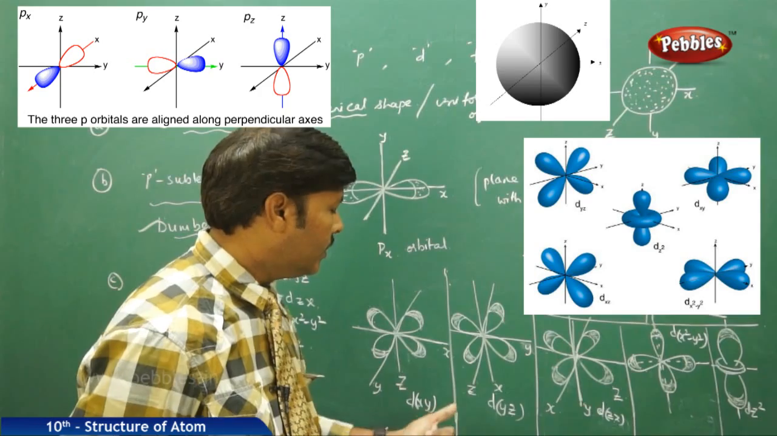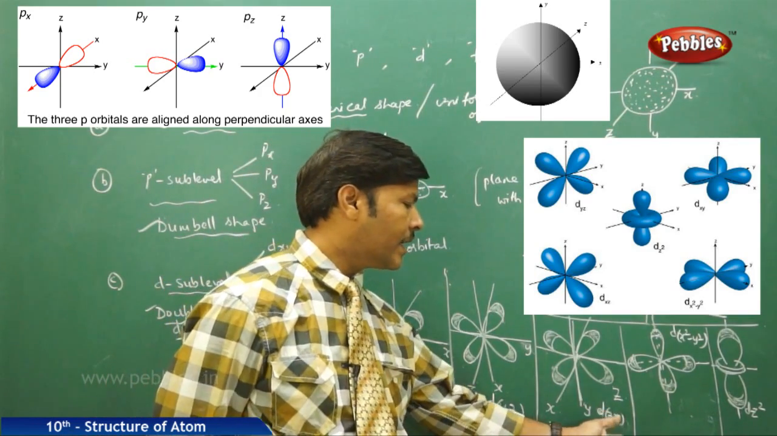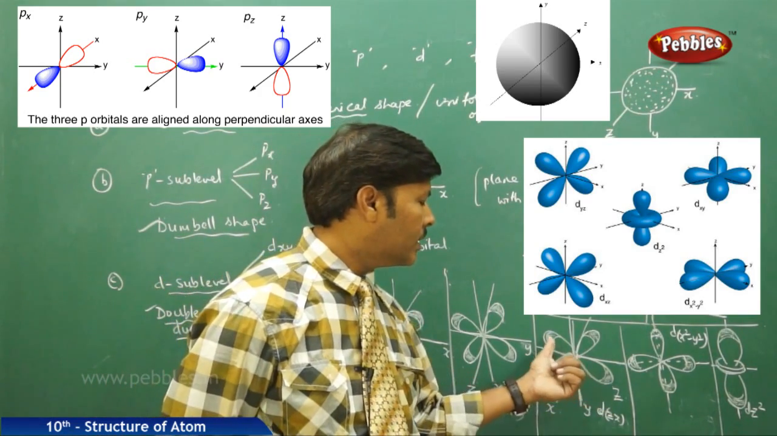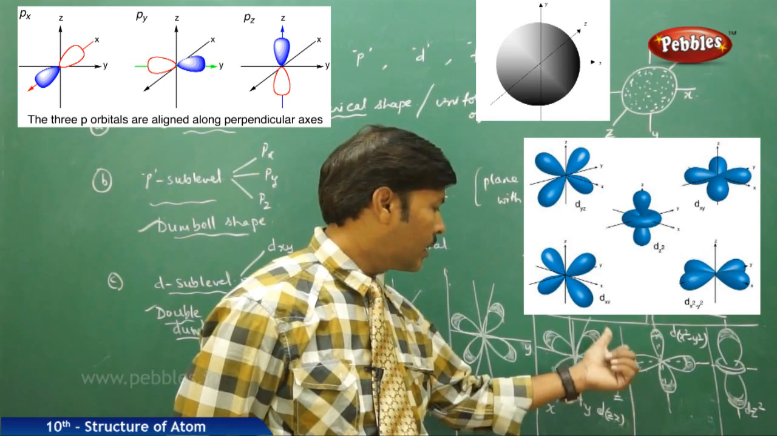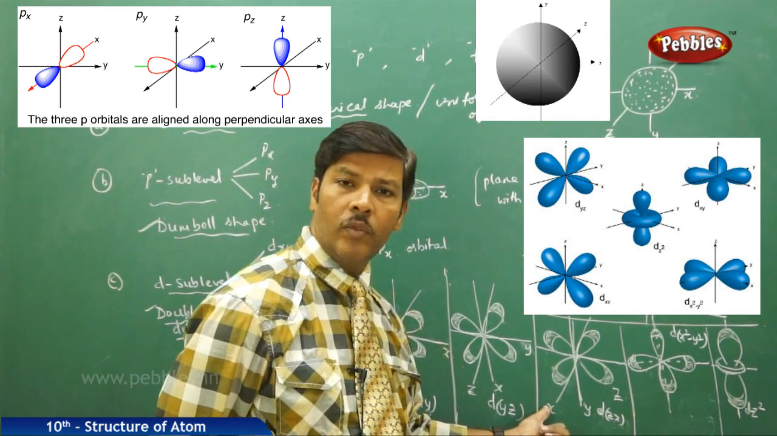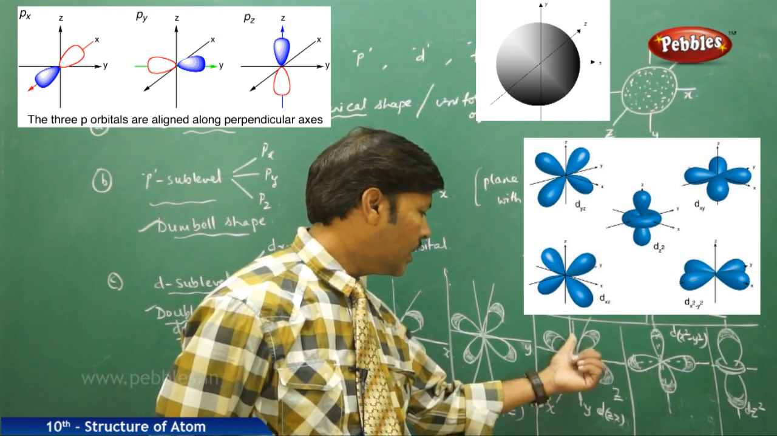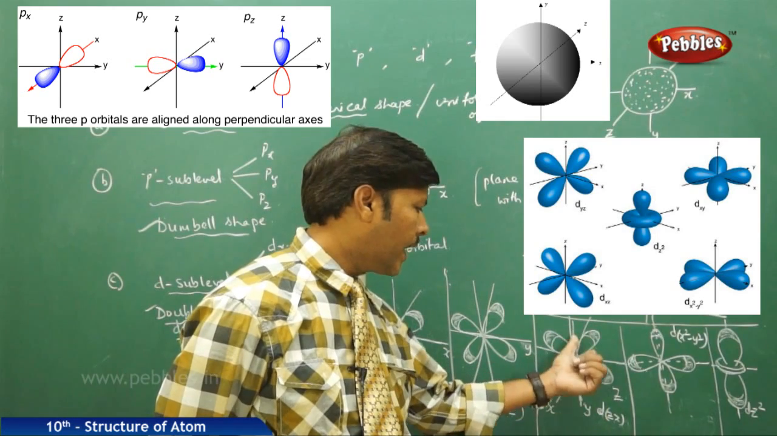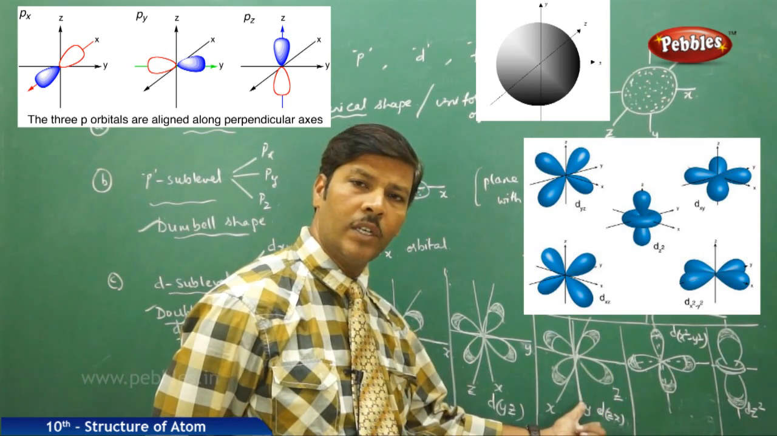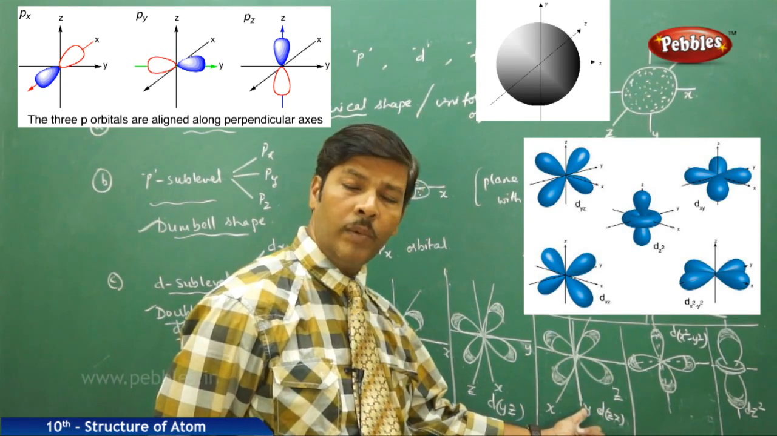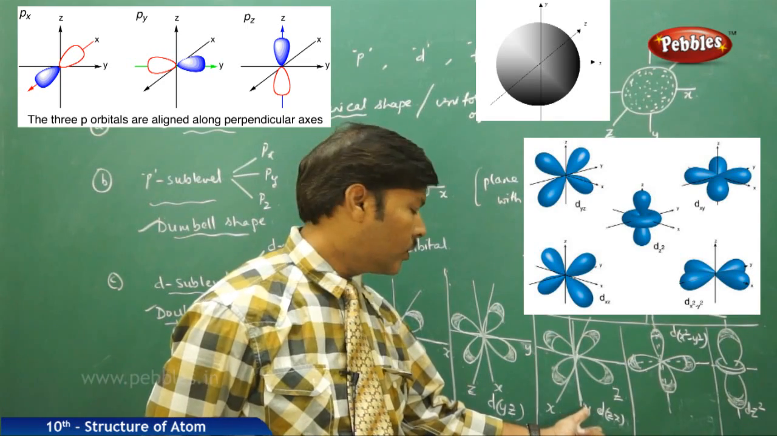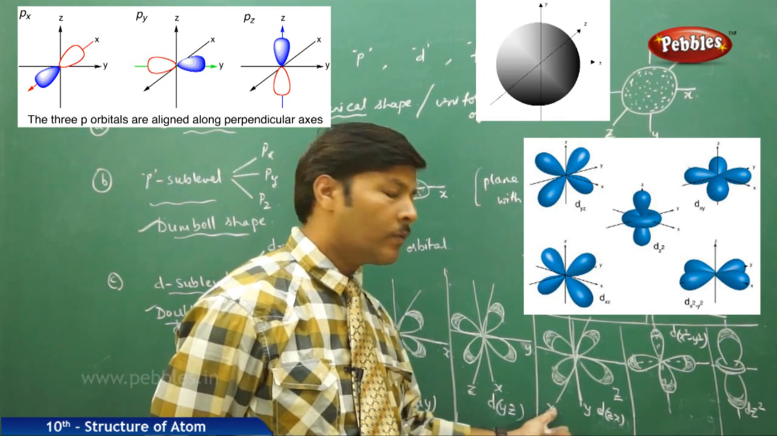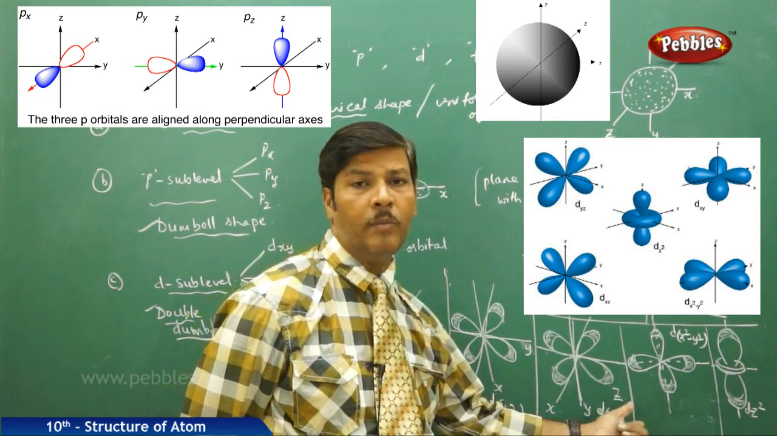If you go for dzx, you can see from the diagram that the electron density is across the z-axis and across the x-axis, and the electron density is completely not available in the case of the y-axis. That means the nodal planes, where the electron density is 0, are the xy and yz planes.